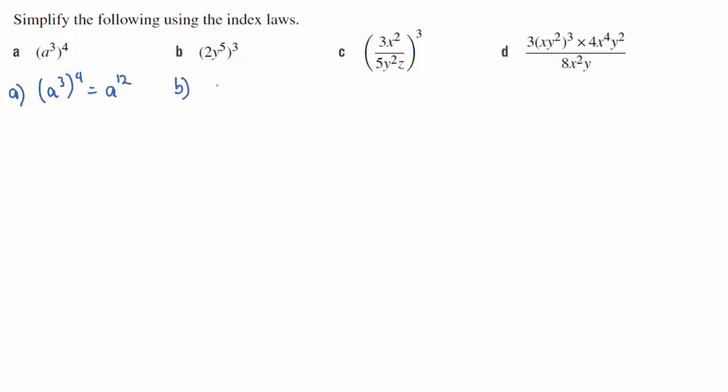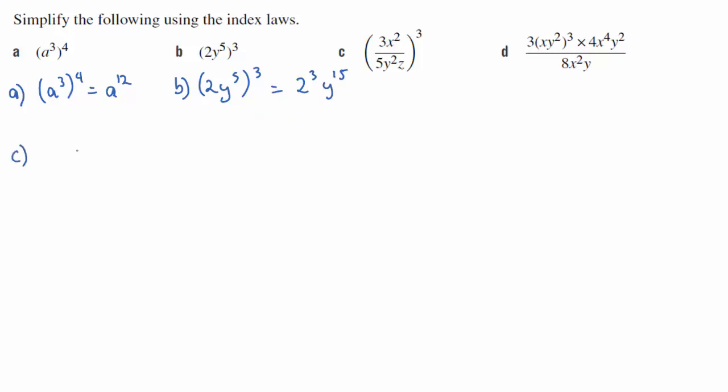Our second example is 2y to the 5 all to the power of 3. In this example, we're using index law 4, where we're told that a times b all to the power of m is a to the m times b to the m. So here we have 2 to the power of 3 times y to the power of 5 to the power of 3, so that's y to the power of 15.